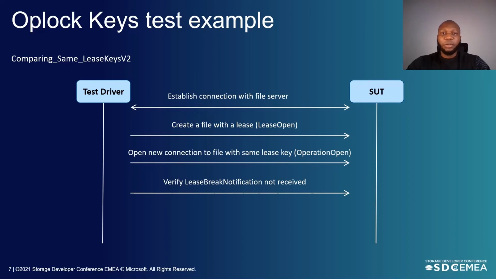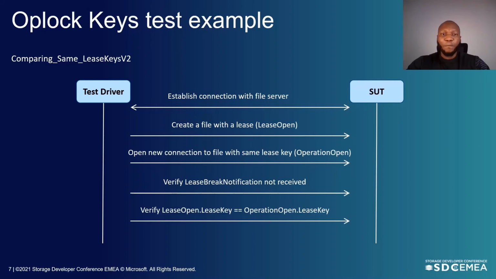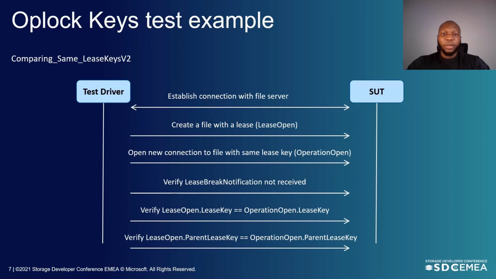We then perform several verifications on the state of these two leases. Firstly, we verify that a lease break notification is not received after operation open. Then we verify that lease open's lease key is the same as operation open's lease key. And finally, we verify that lease open's parent lease key is the same as operation open's parent lease key. Successful completion of these verifications is an assurance that the algorithm is correctly implemented.